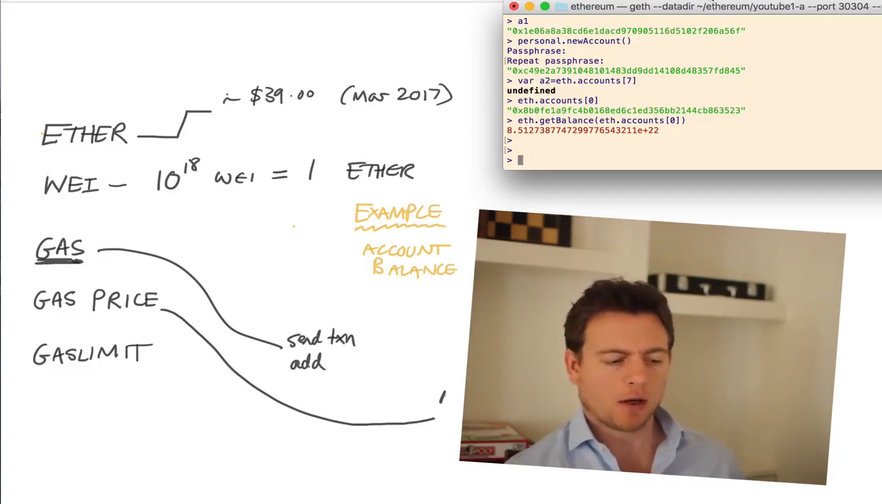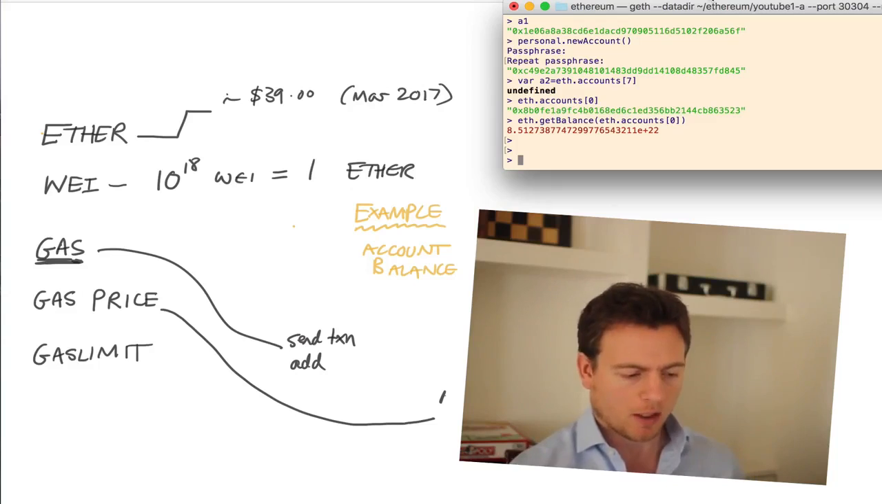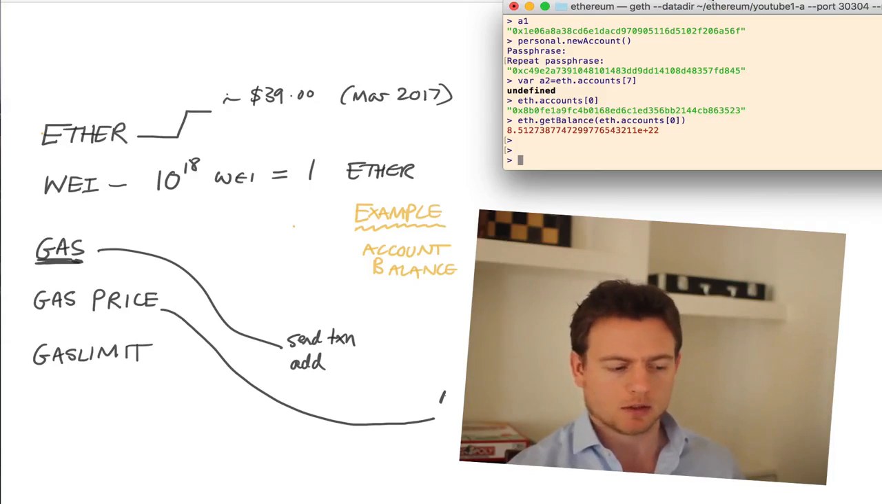So I'm just going to do some playing around here with balance transfers, just to help you get a feel for how much gas is getting consumed when I send a transaction, and all that kind of stuff, right?